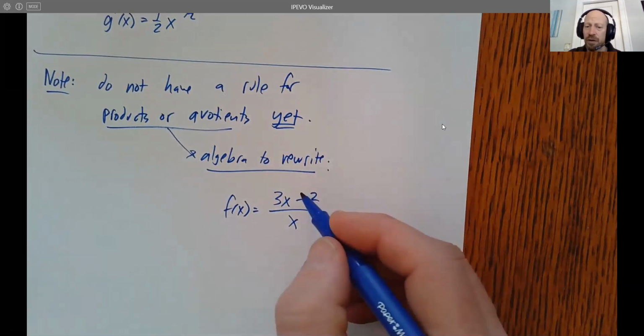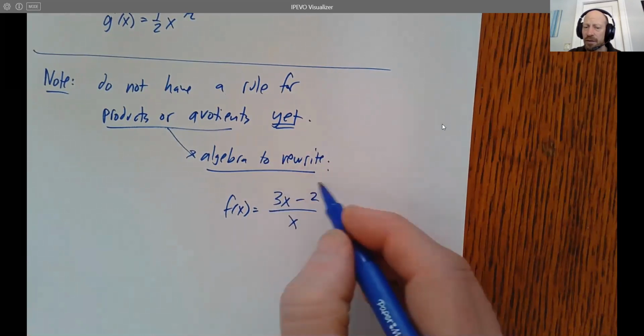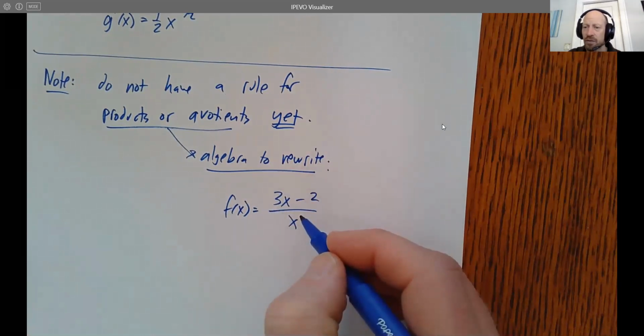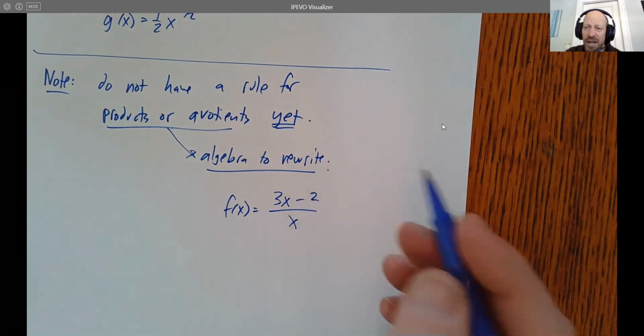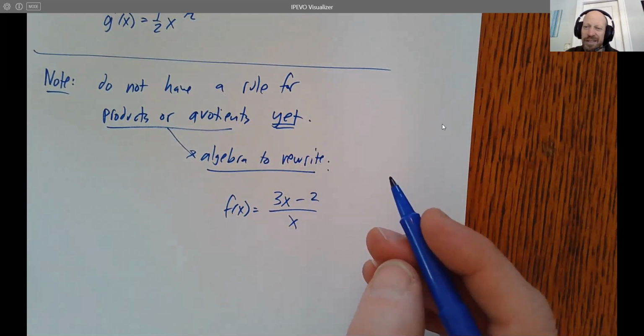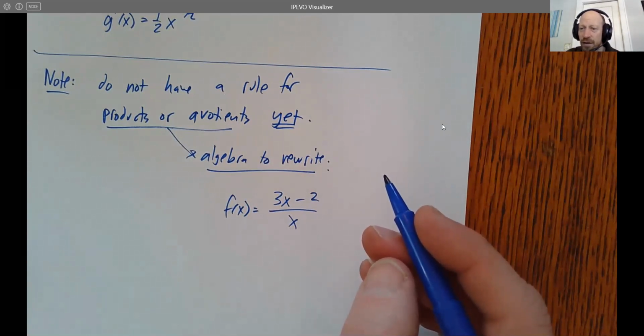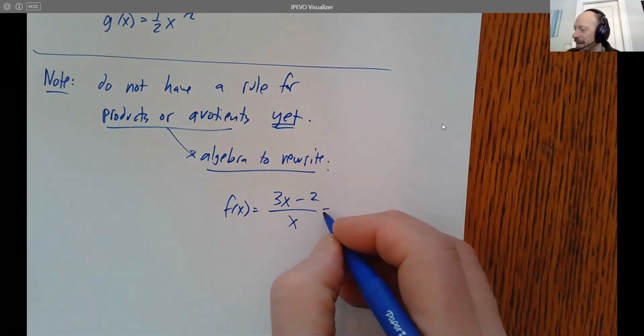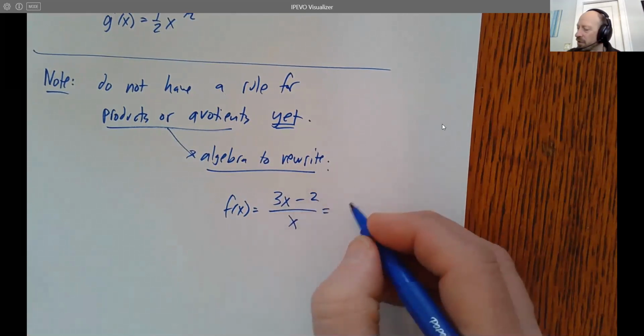We cannot take the derivative of this by looking at it as 3x minus 2 over x, because that's a quotient of two things, and I don't have a rule for how the quotient works. So at the moment, I would be stuck. But luckily, we have some algebra to rewrite that. I can divide both of these by x.